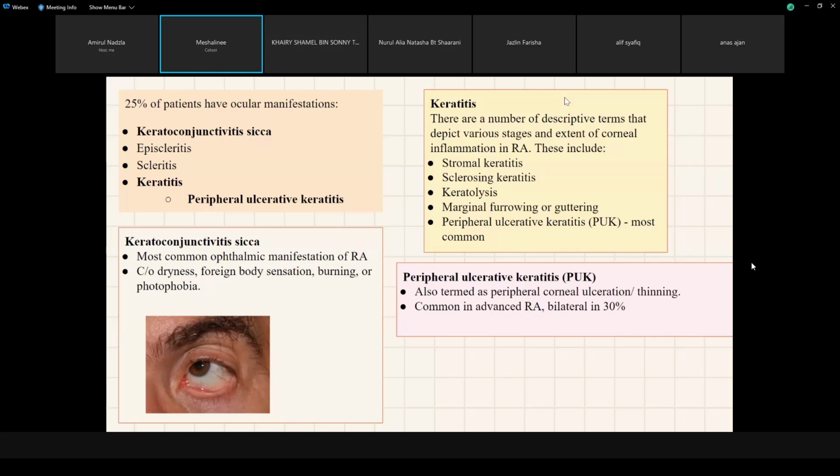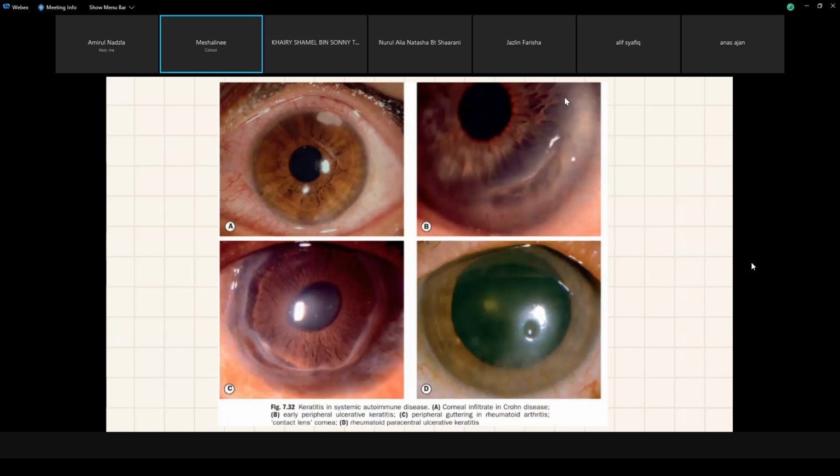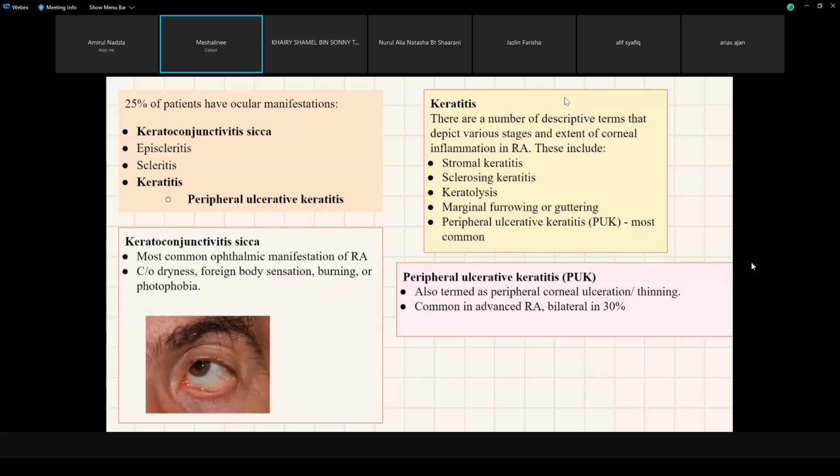PUK occurs when immune complexes activate the complement system, resulting in chemotaxis of inflammatory cells such as neutrophils and macrophages. So our neutrophils and macrophages release collagenase and protease that will destroy the corneal stroma.